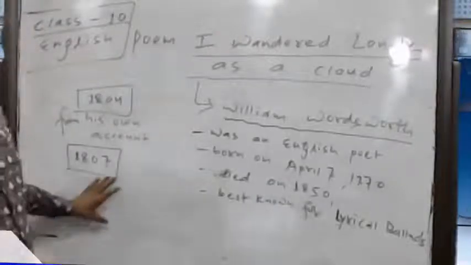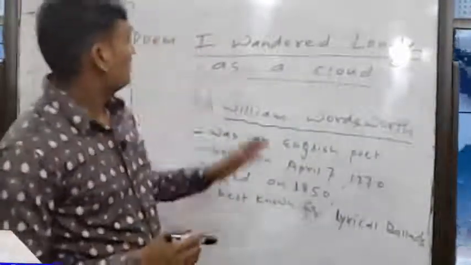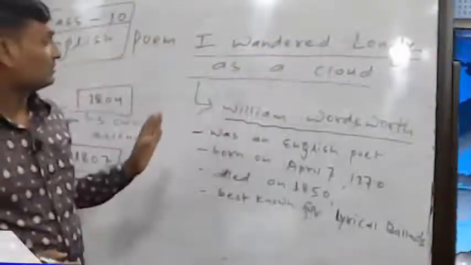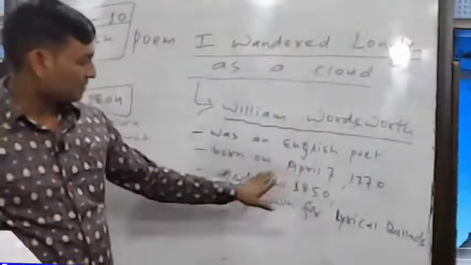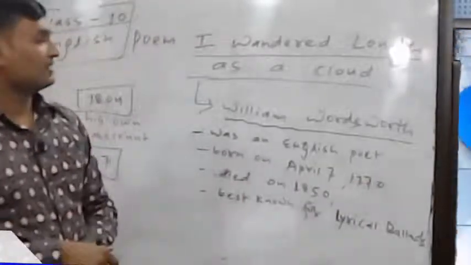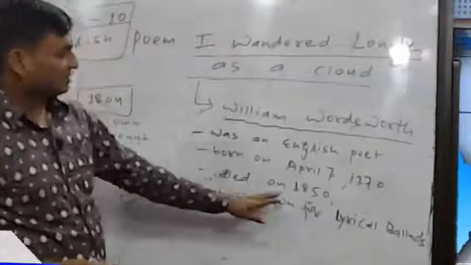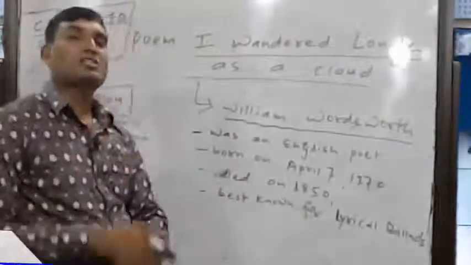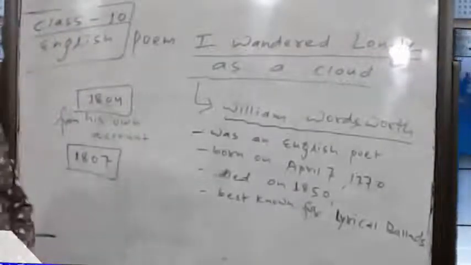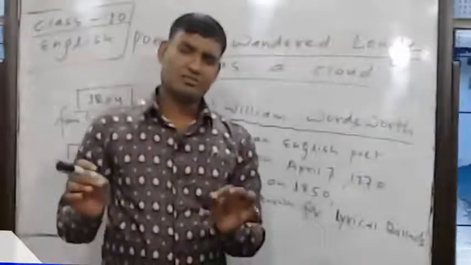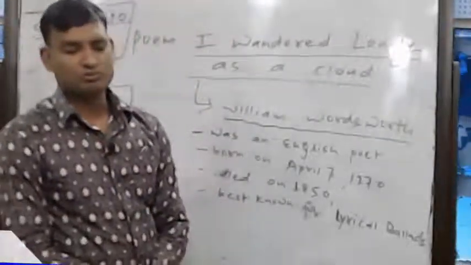So this is the introduction or biography part of the poet. I Wandered Lonely as a Cloud has been written by William Wordsworth, an English poet, born on April 7, 1770, died in 1850. He was best known for Lyrical Ballads, and he was one of the founders of English Romanticism. When he was in English grammar school, very young, he began writing poetry.